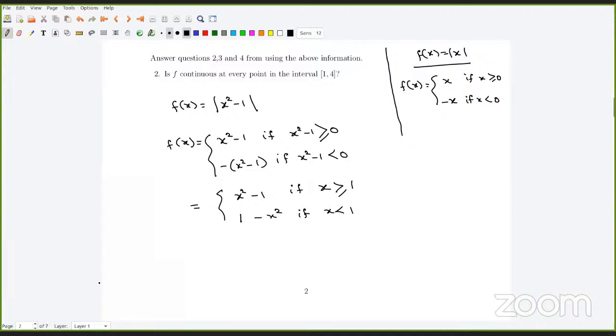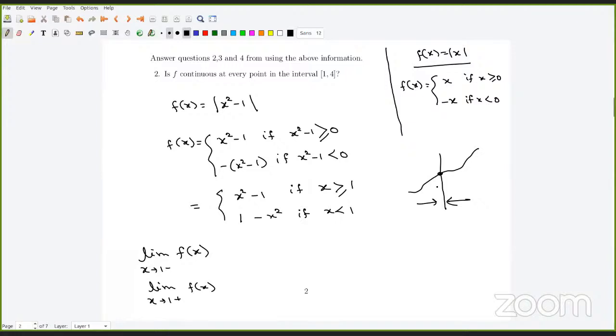So how can we check? Using the right limit and left limit. We have to take the left limit, x tending to 1 minus of f(x), and we have to check the right limit also, x tending to 1 plus. Basically for a function, we have to come from the left and come from the right. If we reach the same point as the function value, then it will be continuous.